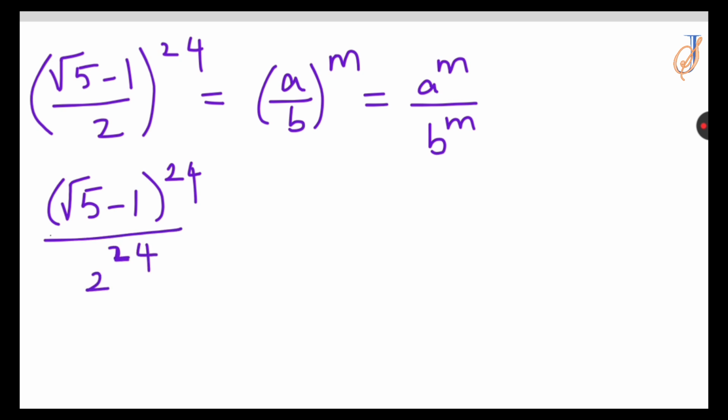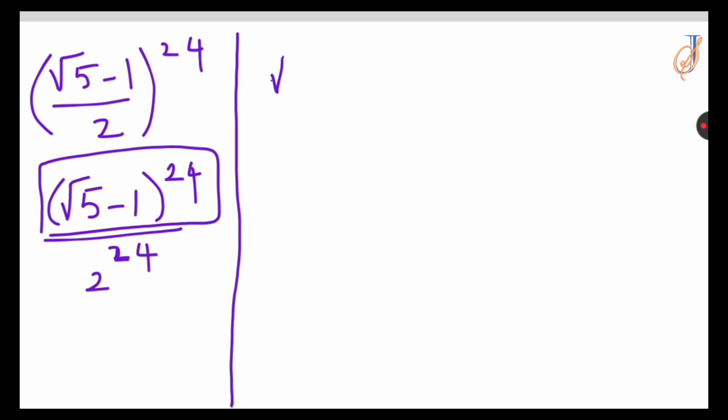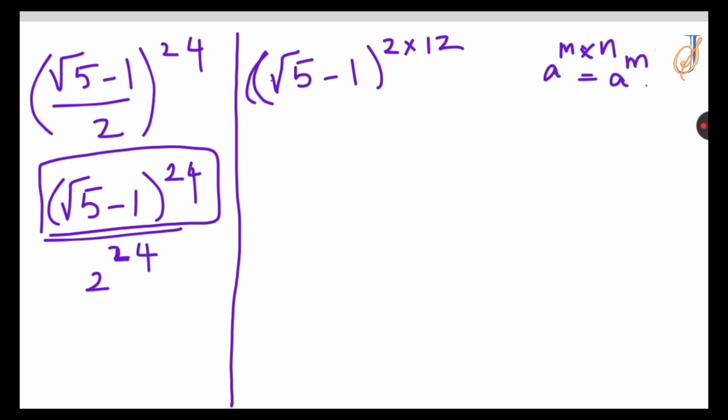First we have to simplify the numerator term. So what we have is root 5 minus 1 whole raised to the power of 24. This 24 we can write as 2 times 12, isn't it? Now it is in the form of a raised to the power of m times n, that is a power m whole power n, isn't it? Same like that, we can write this as root 5 minus 1 whole power 2, again whole power 12.